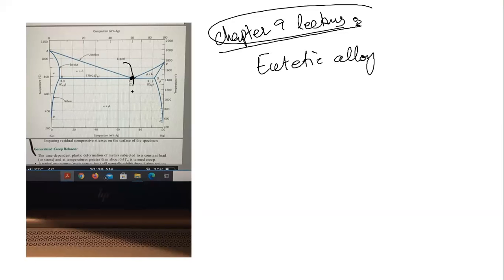Okay, so the liquid is directly converting to solid, right? Yes. And you see here in all the other diagrams, first the liquid converts to alpha plus liquid and then alpha plus beta, right? Yes. So due to this eutectic point, these alloys are called eutectic alloys, right? Let me bring out an exercise question so that you can better understand.